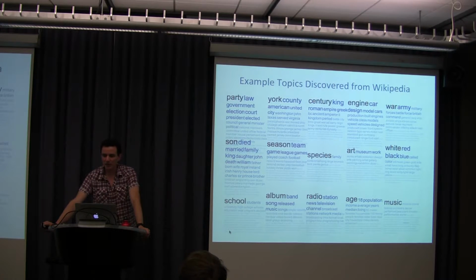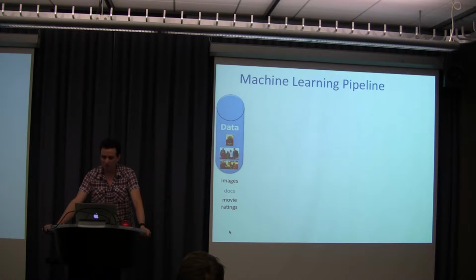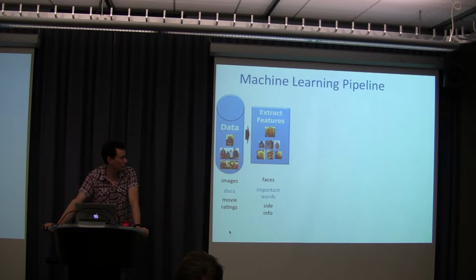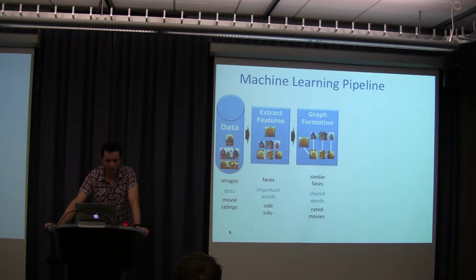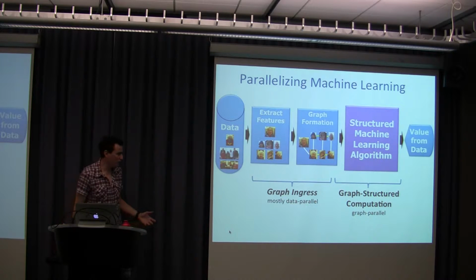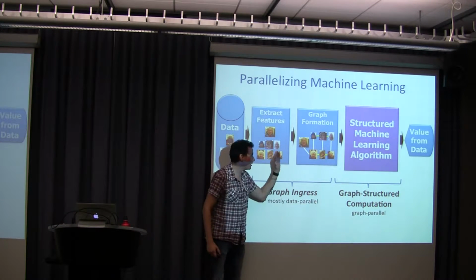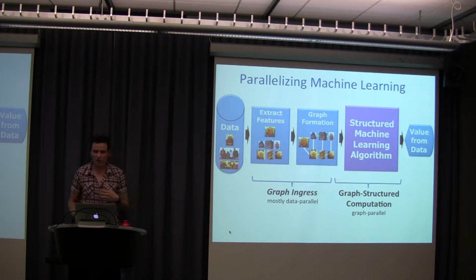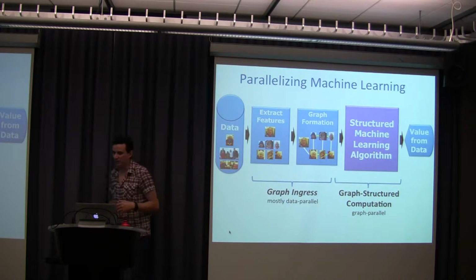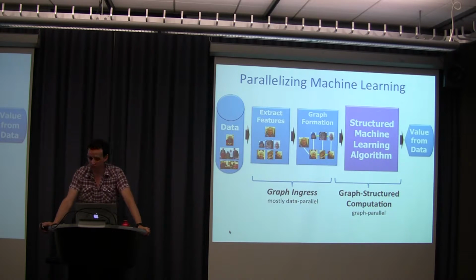So the idea or the problems, I think, where things like MapReduce don't work so well are things where you start from data, that might be images, documents, movies, and so on. You might do some initial feature extraction, but there's some graph that's formed, and there's some structured machine learning algorithm that exploits the dependencies in this graph. And for the first part of this problem, which I'm going to call graph ingress, or this graph formation problem, data parallel abstractions like MapReduce tend to be quite good. But for problems that involve dependencies, you need some kind of graph computation type structure, and this is where we're going to need new things.